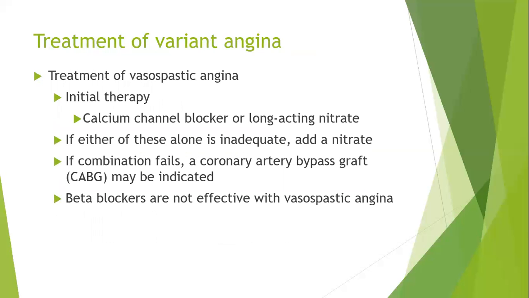So now let's look at treatment for variant angina. The initial therapy is usually a calcium channel blocker or a long-acting nitrate. If those don't work by themselves, if you start with the calcium channel blocker, then you would add the short-acting nitrate. If the combination fails, a coronary bypass graft may be indicated. And beta blockers don't really work in this condition. So this is one of the exceptions in the usual treatment of angina. You don't use beta blockers for this one.